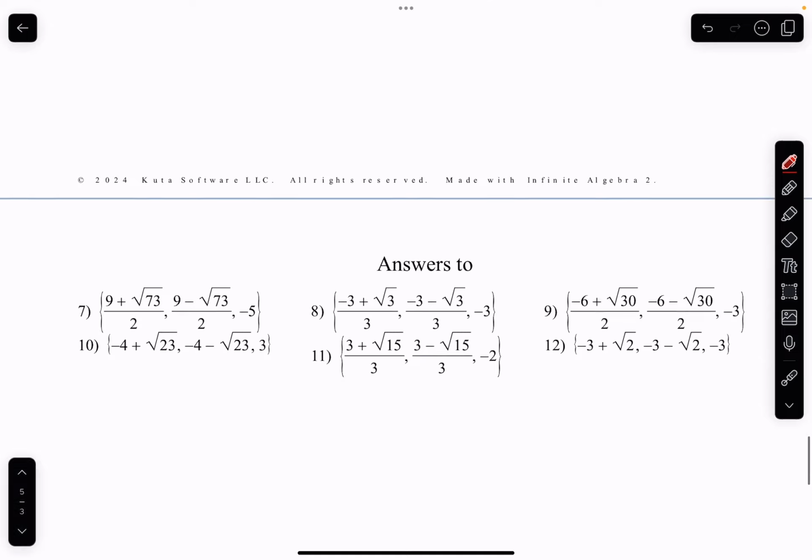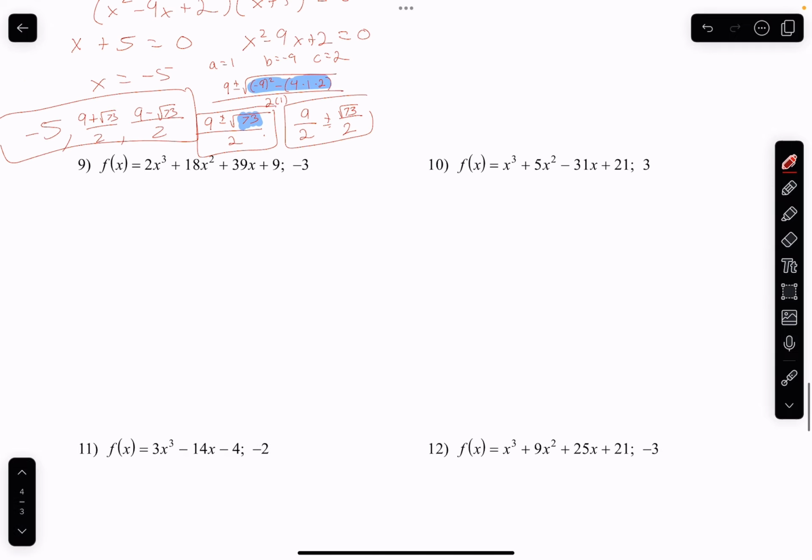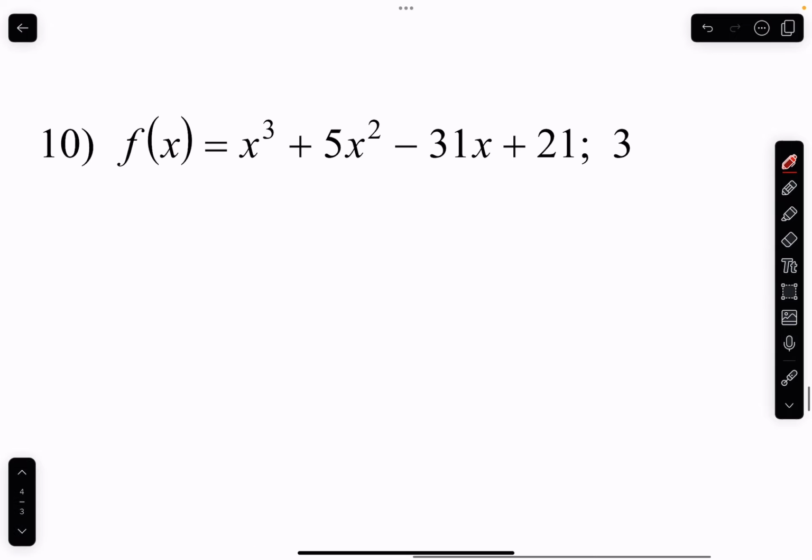We have a highest power of 3, which means that we have 3 possible zeros, and we found them all. All right, I'm going to look real quick because I want to make sure we do one that simplifies a little bit. All right, let's go do number 10.